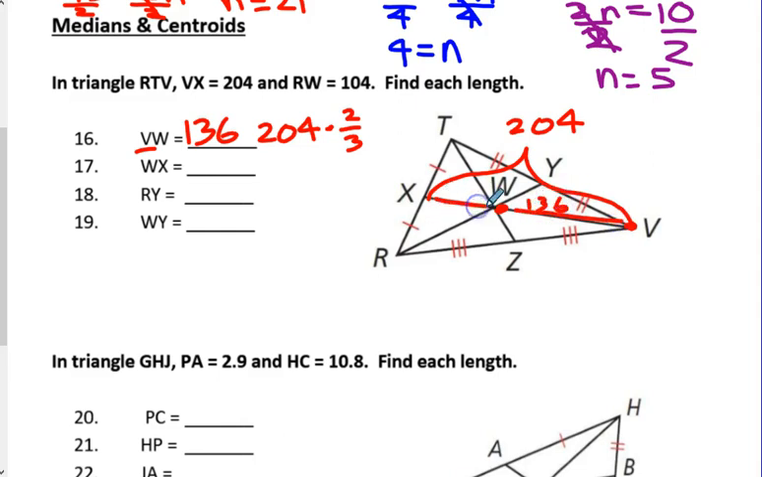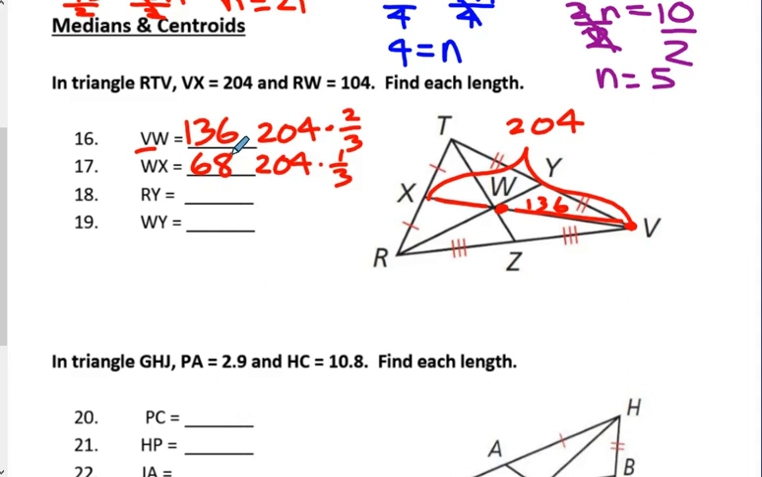Now WX, so we know this, 136. To figure out WX, there's two ways to do it. We know the big part is twice as big as the small part, so we could just divide 136 by 2, or again, we know WX is the small part, so we could do 204 times the small part, which is 1/3. Either way, we should get 68 for 1/3. 68 is half of 136, or 68 is 1/3 of 204.